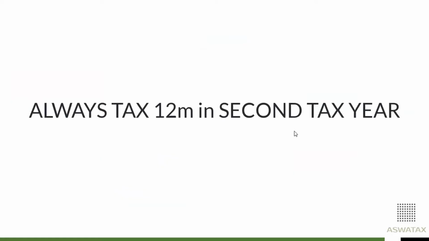Now, always keep in the back of your mind, and I'll mention it again and again, the second tax year has to always be a 12-month period. So you have to tax 12 months in the second tax year. So what happens if we have a long accounting period, which goes on for more than 12 months, and there is no accounting period ending in the second tax year? Again, best demonstrated with an example.